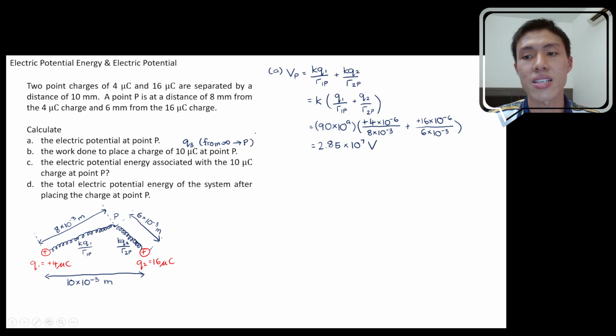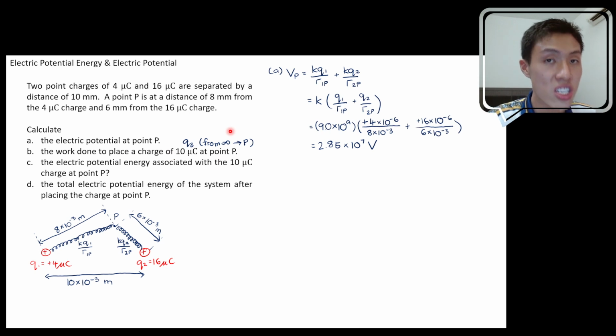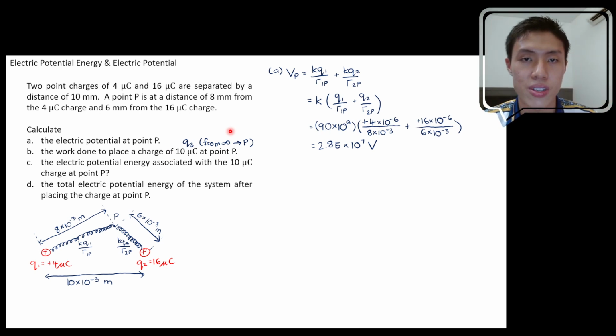Okay, so that's the idea they are trying to convey when they say they place a charge at point P. It was initially not there, then it's there. So it means I bring it from somewhere far away and put it there. So this one is work done to place a charge.